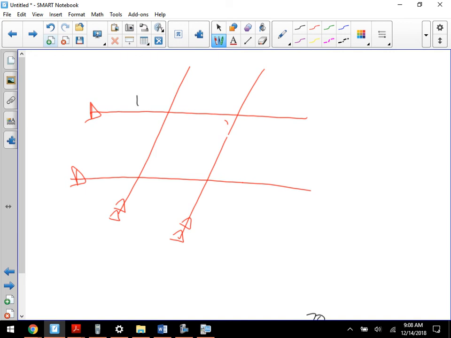Angle 1, 130. Angle 5, 130, very good. Alternate exterior, they both have to be 130. And 7 is 110. Find out what 10 is. How much? 7, very good.